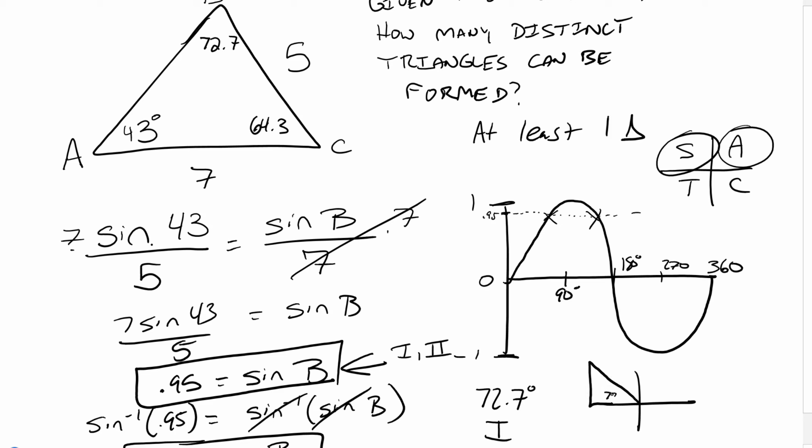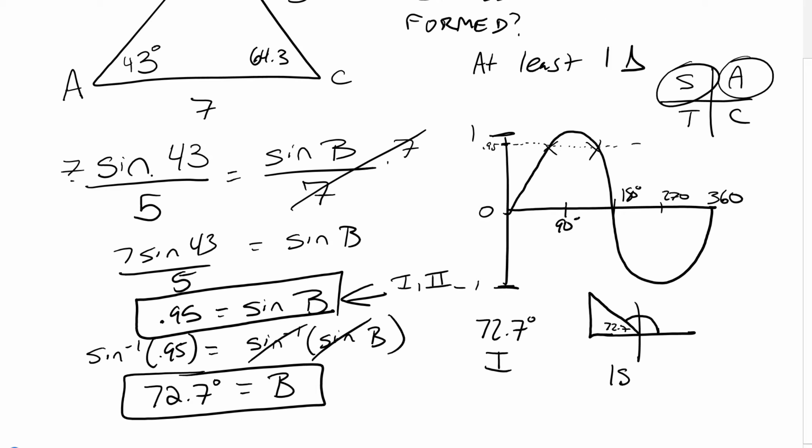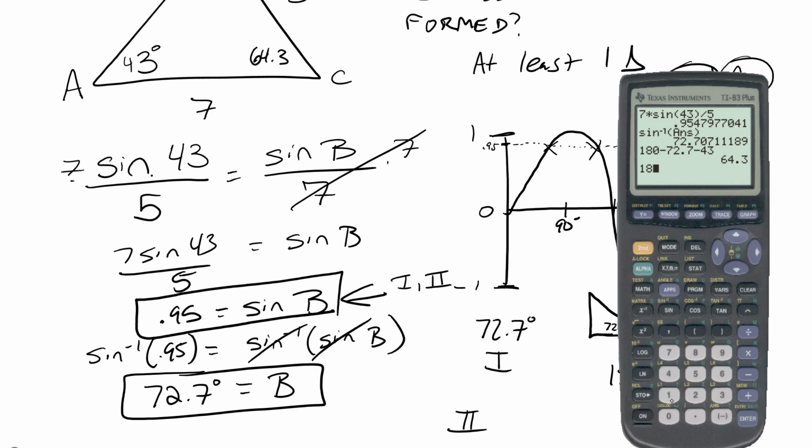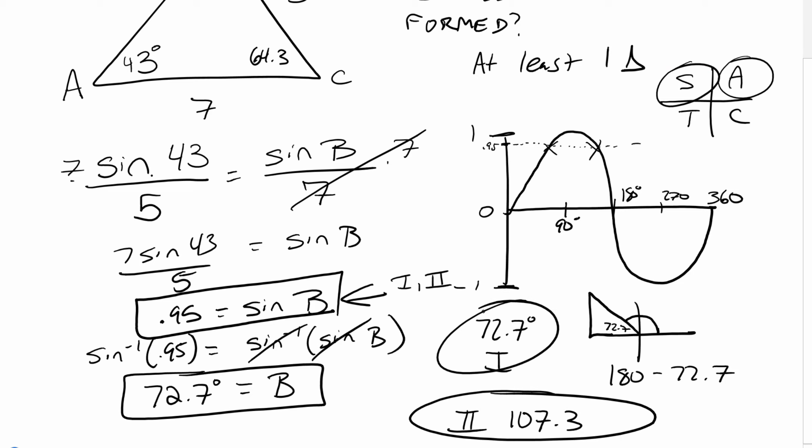We use the 72.7 as our reference angle to determine how many degrees this angle would be in quadrant 2. So we simply do 180 minus the 72.7, and we wind up with 107.3. That would be our second quadrant angle.